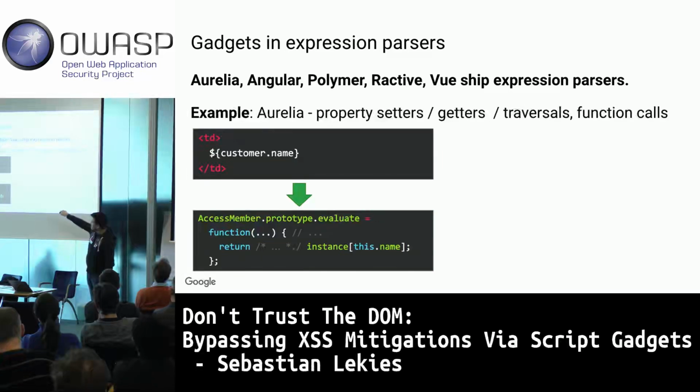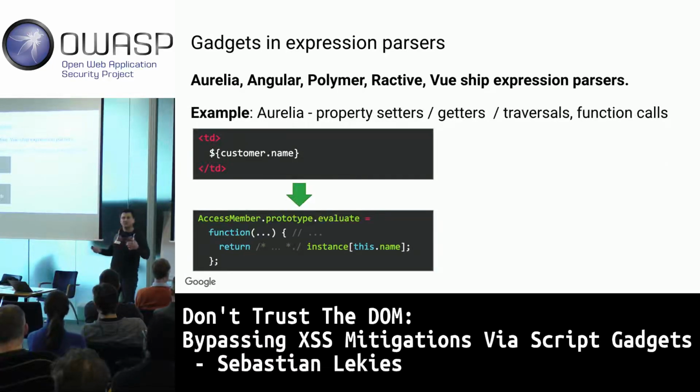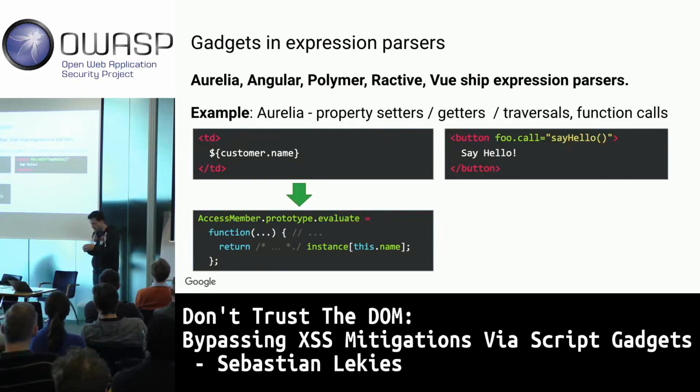So they have a scope object. In this case, this is already the customer object, and then they just get this name, put it here, and then they return the property. However, with these expression languages, we can do more. So here is an example where we call a function.